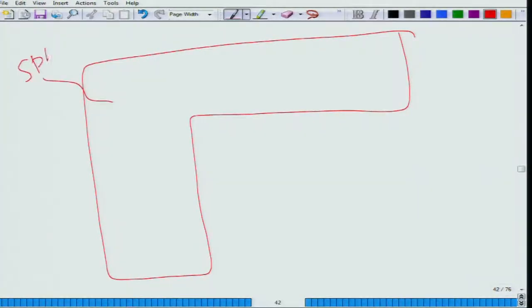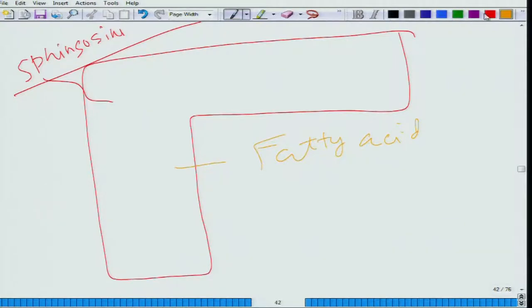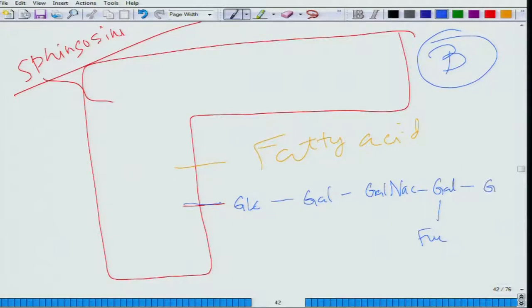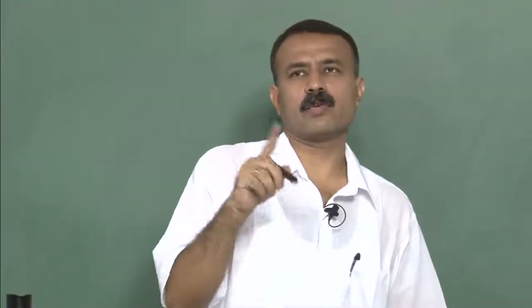Again you have this sphingosine moiety. You have the fatty acid tail out here, and then starts your glucose, galactose, GalNAc. Then after GalNAc you have the galactose, and then you have the fucose, and so here in the case of A you got a GalNAc, and in the case of B you have just a galactose present here. So, this is the one which determines that you have B. So, in one case you have galactose in acetylneuraminic acid, in one case you have just a galactose residue. This chemical signature has been very nicely highlighted.